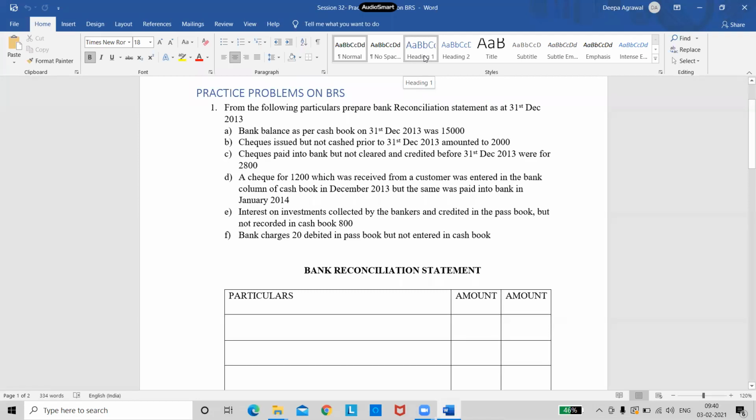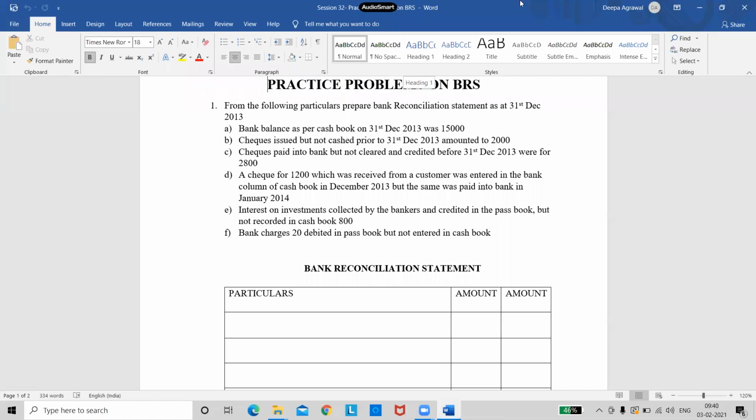From the following particulars, prepare bank reconciliation statement as at 31st December 2013. So first important thing to be noted when you're preparing a BRS is you should know the date when it is to be prepared. So currently for this question, he says the date is 31st December, right? Why do we need to know the date? Because only if date is given, we will check which book is recording the entry before the date and which book is recording it after the date.